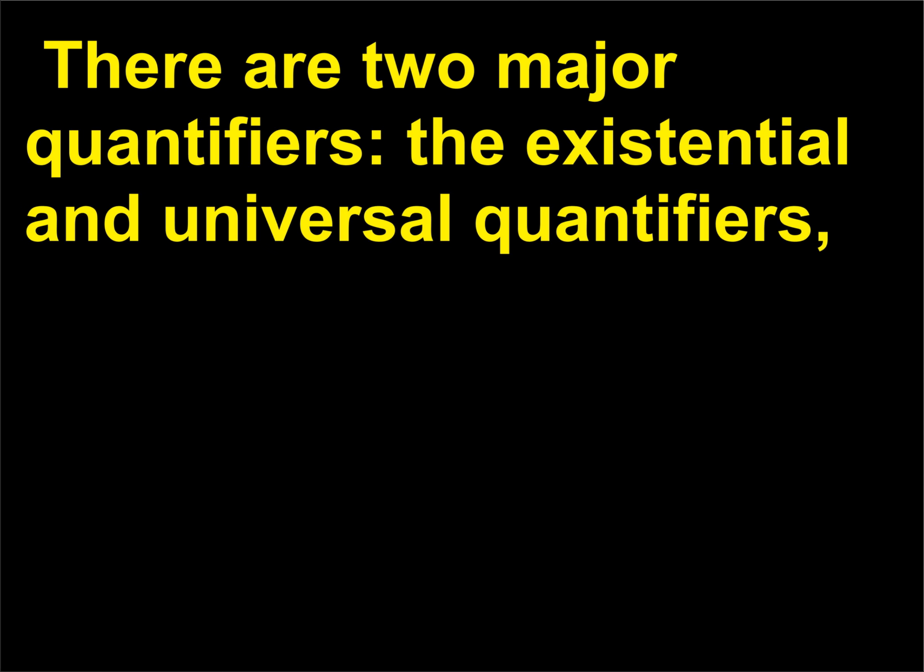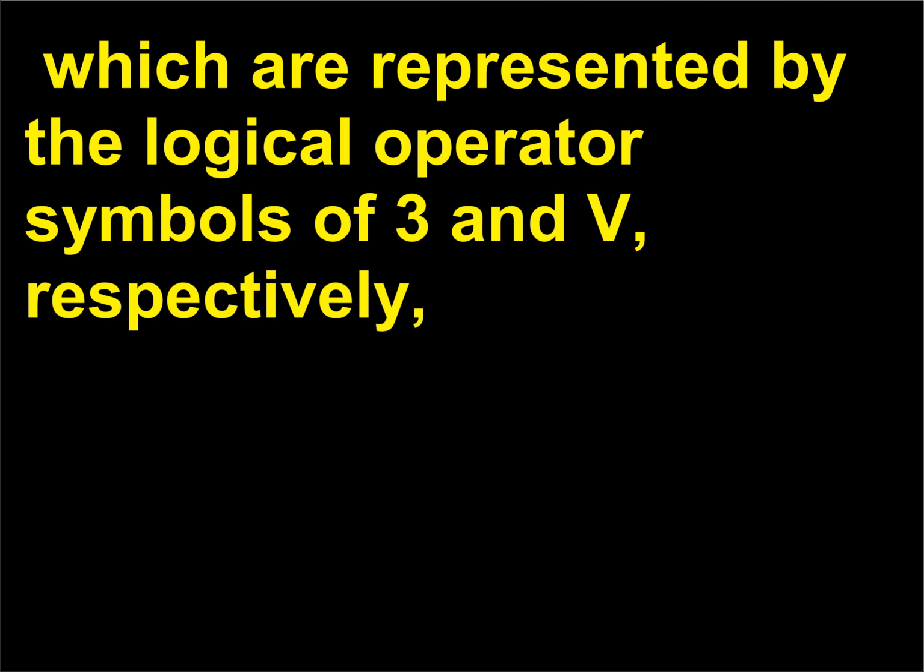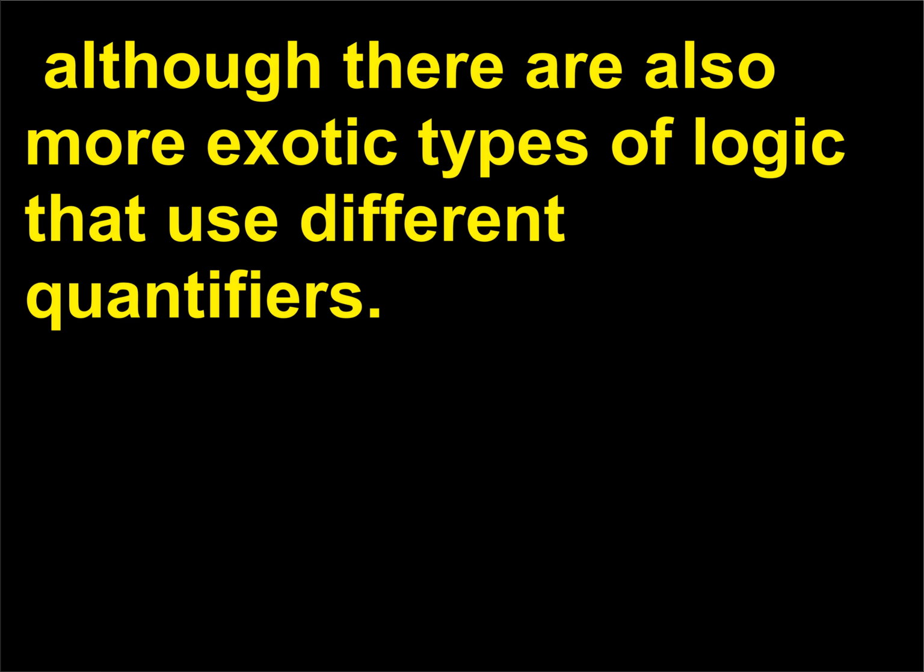There are two major quantifiers, the existential and universal quantifiers, which are represented by the logical operator symbols ∃ and ∀, respectively. Although there are also more exotic types of logic that use different quantifiers.